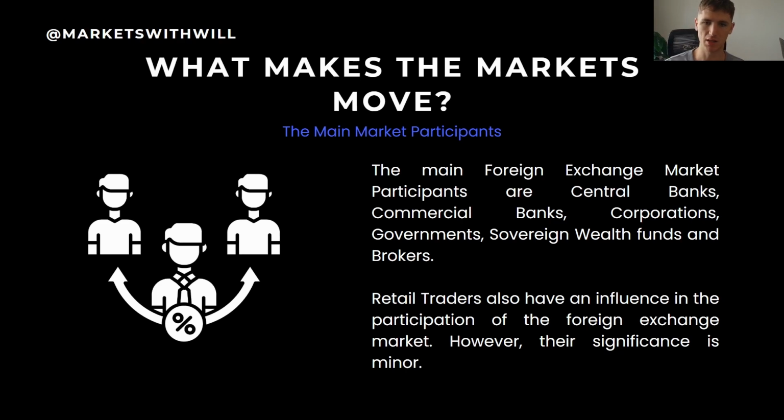But let's talk about the main market participants now. Some of the main market participants are central banks, commercial banks, corporations, governments, and sovereign wealth funds, and brokers. Retail traders also have an influence in the participation of the foreign exchange market, but their significance is minor compared to these huge market makers.